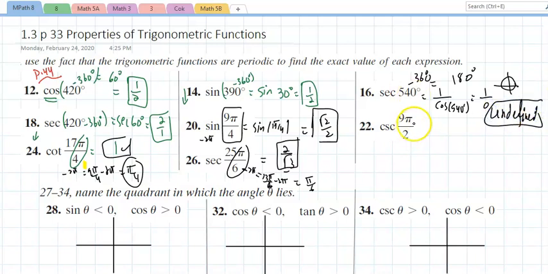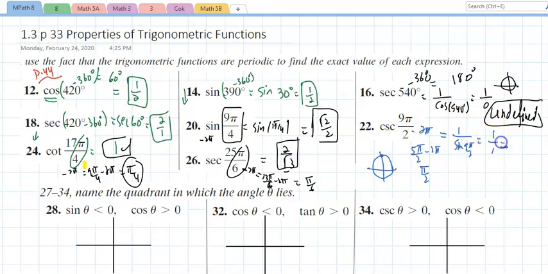And 9 pi over 2, that's too big. I'm going to take away 2 pi. I'll show you two ways of doing that. If I take away 2 pi, that's 4. 9 minus 4 is 5 pi over 2. That's too big. Another 2 pi, minus 4, that's pi over 2. So that's pretty much right there. And this is cosecant, 1 over the sine.